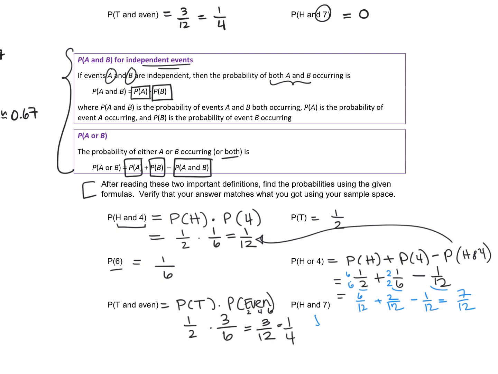And the last one, the probability of H and 7. So following our formula, what's the probability of getting a head times the probability of rolling a 7? Probability of head is 1/2 times the probability of 7 is 0. That's going to get us 0.